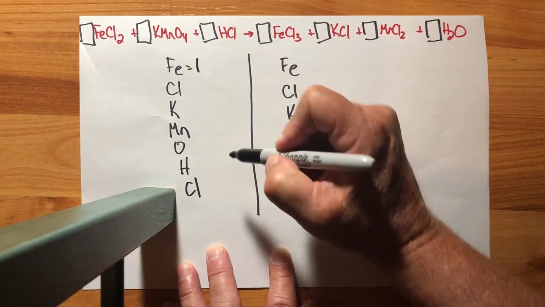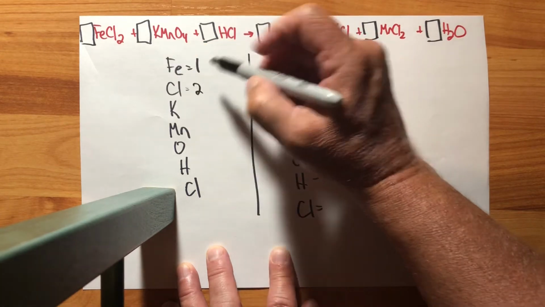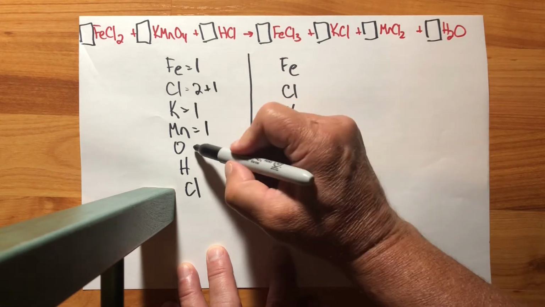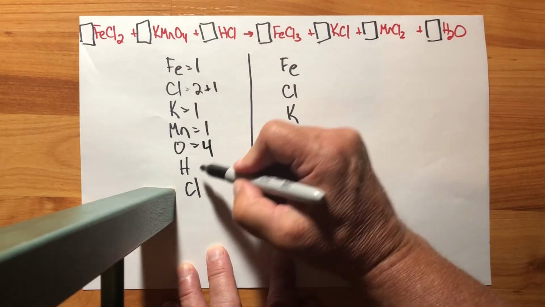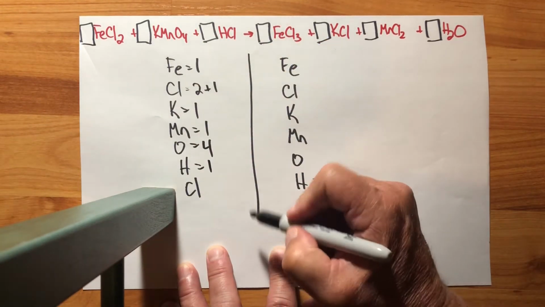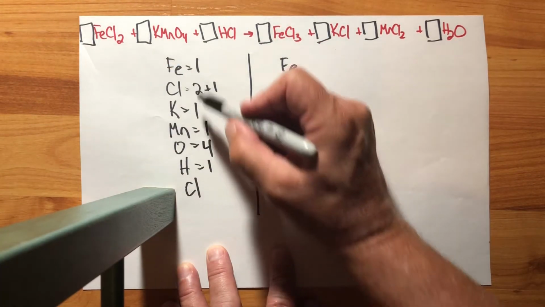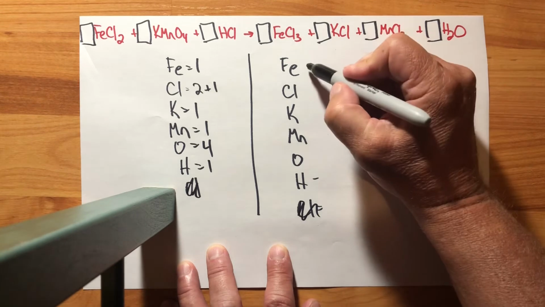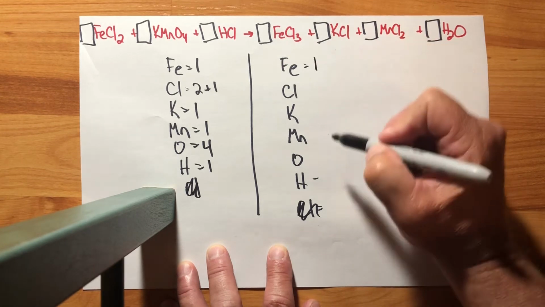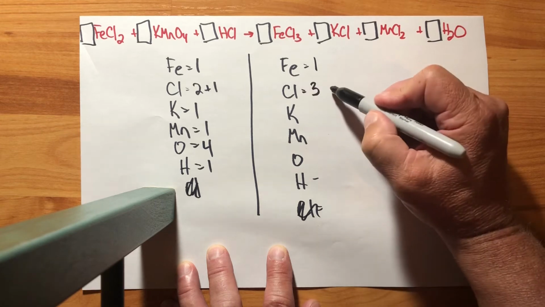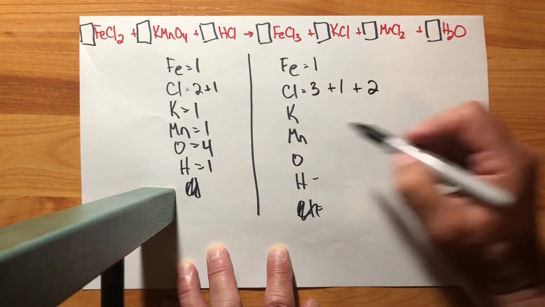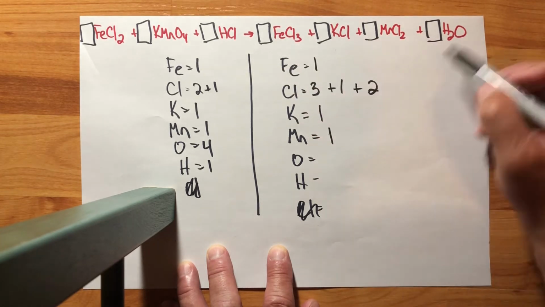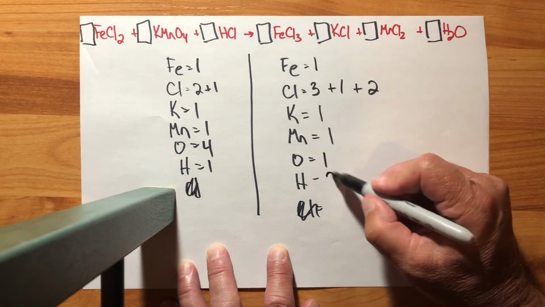So I have 1 iron, 2 plus 1 chlorine, 1 potassium, 1 manganese, 4 oxygens, 1 hydrogen, and then, oops, I've already done chlorine, so I don't need another chlorine there. So you already catch your mistakes by doing that. On this side I have 1 iron, 3 plus 1 plus 2 chlorines, 1 potassium, 1 manganese, 1 oxygen, and 2 hydrogens.